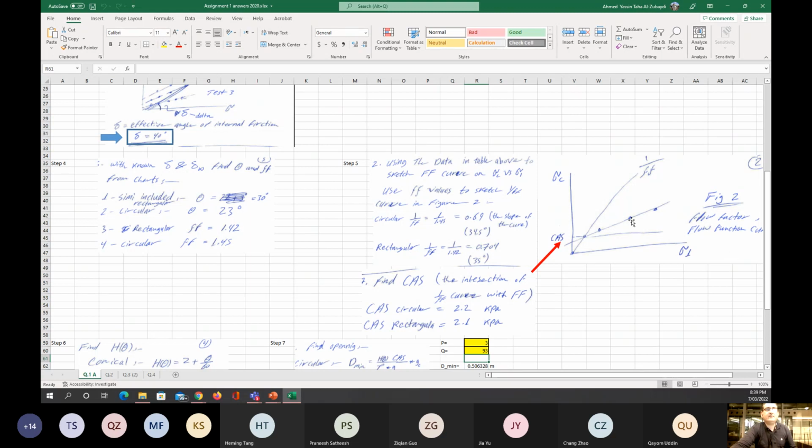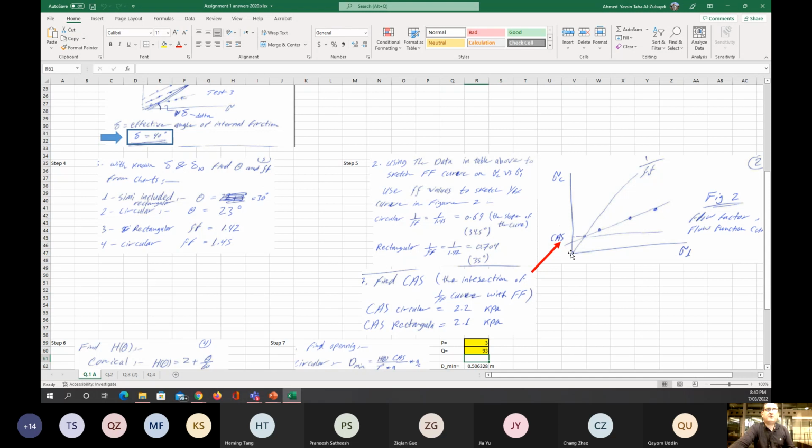As you can see here, we have 3 points. That's why we're going to have 3 points. And we sketch the 1 over ff line. Now, if you have the lines here and not intersecting with 1 over ff, the only thing you need to do is just extend this line. Extend this line to the left. Have the intersection, find the CAS value.